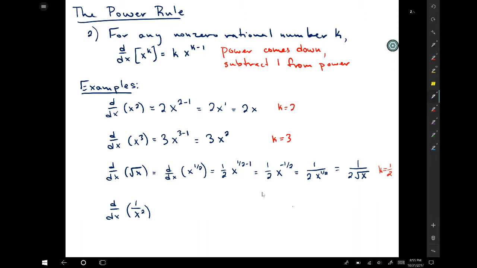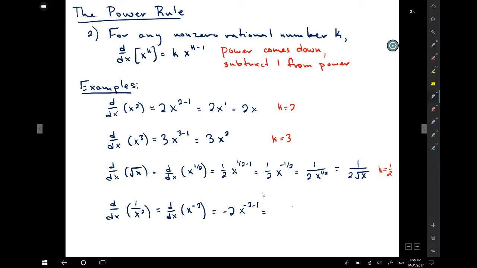Okay, the last example that I'll do with this particular one, if you're taking the derivative of 1 over x squared, again, remember that negative exponents let you rewrite fractions. 1 over x squared is the same as x to the negative 2. And so now my k is equal to negative 2. I bring that down. And then I have x to the minus 2 minus 1. Minus 2 minus 1. I always have to subtract 1 from the power.